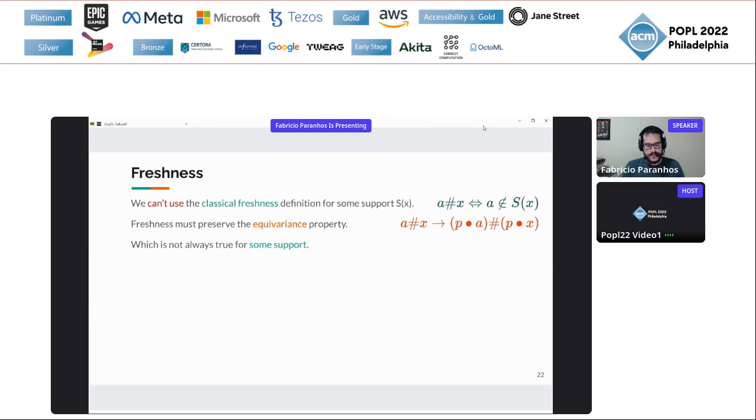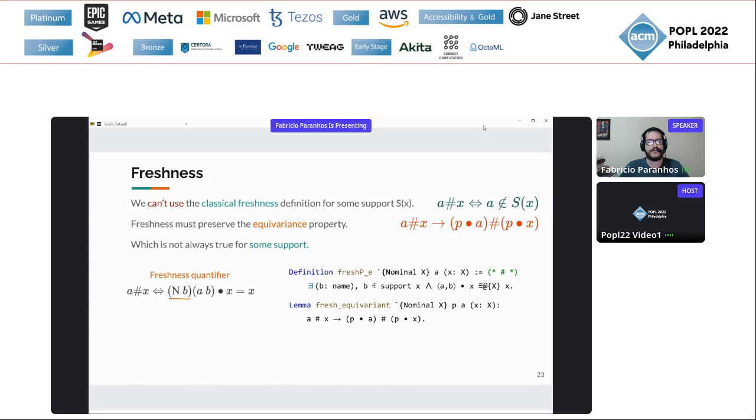About freshness, we can't use the classical freshness definition for some support, as I show here in the green equation, because freshness must preserve the equivariance property. That is basically that the property stays the same even if you apply a permutation to both sides of the freshness property, which is not always true when you work with some support. Instead, what Chowdhury does, which we basically translate to Coq, is use the alternative definition provided by Pitts in his development, the idea of the freshness quantifier.